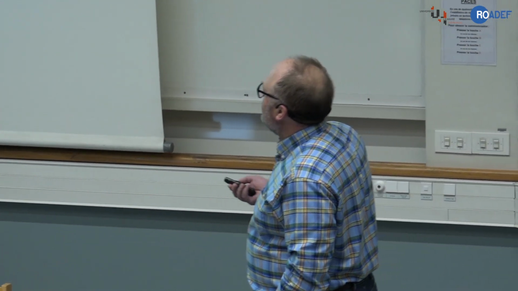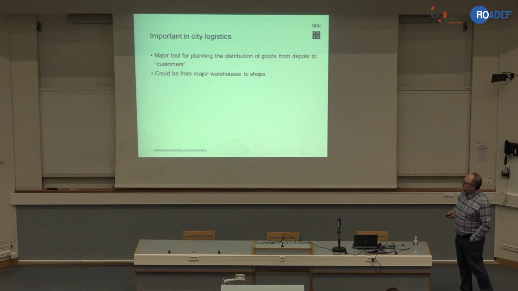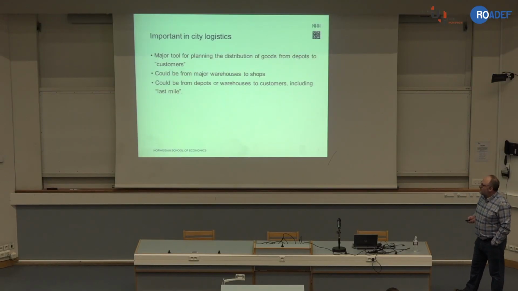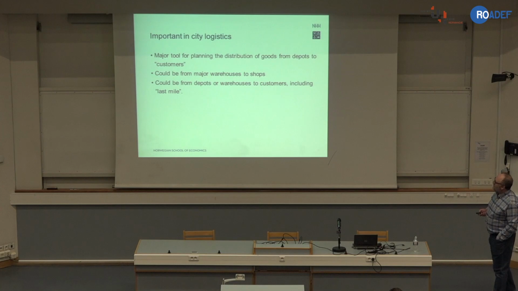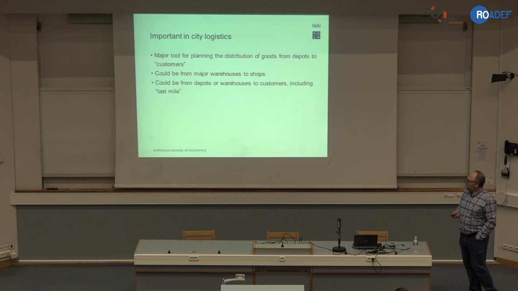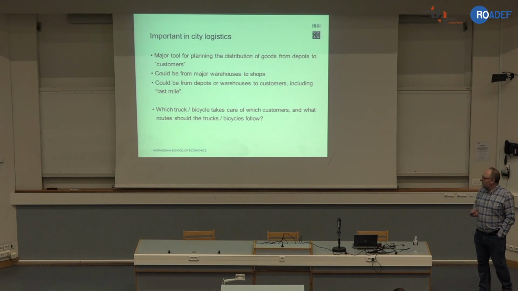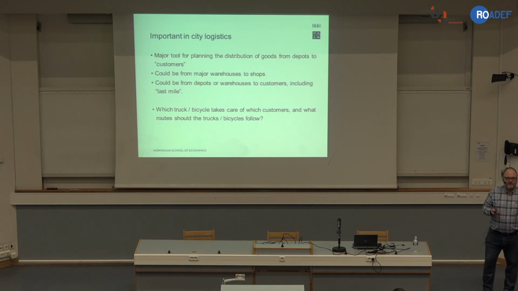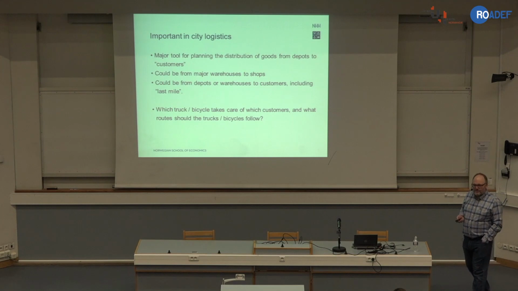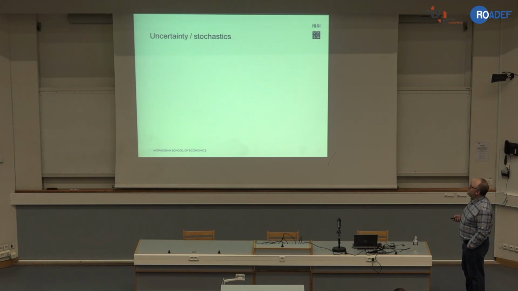But for the moment, I'm just doing this generally. Again, a major tool for planning distribution. It could be from major warehouses to shops, from depots to warehouses or customers, or the last mile. So which truck or bicycle takes care of which customers, and what routes should trucks and bicycles follow. You know that, so that's why I talk very fast on that part.